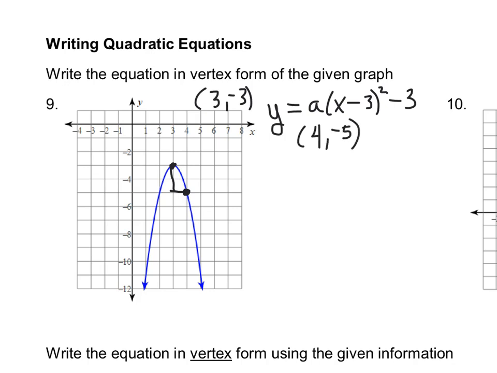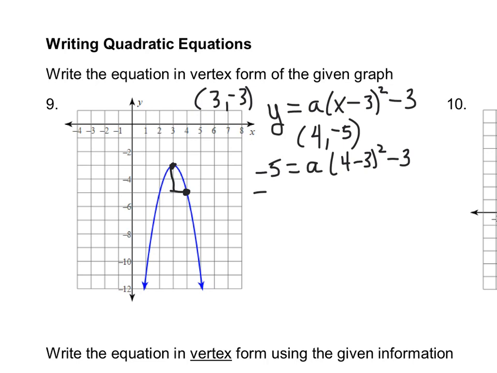And I'm going to use that point to help me find the value for A. So what I'm going to do is take this -5 and plug it in for Y. And then I have my A, I don't know what that is yet. And then I'm going to plug in my 4 for X. So 4 minus 3, the quantity squared, minus 3. Now I just simplify that and find out what A is.